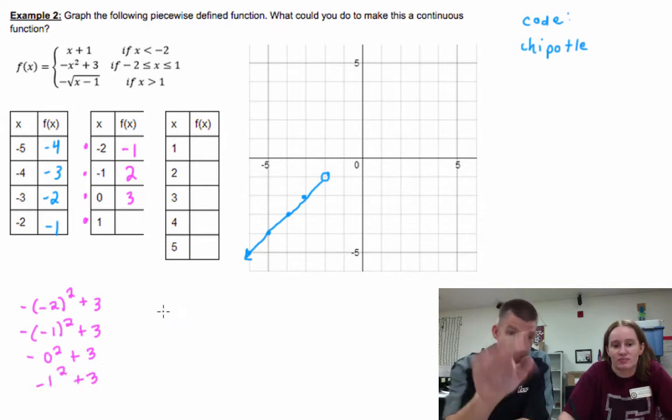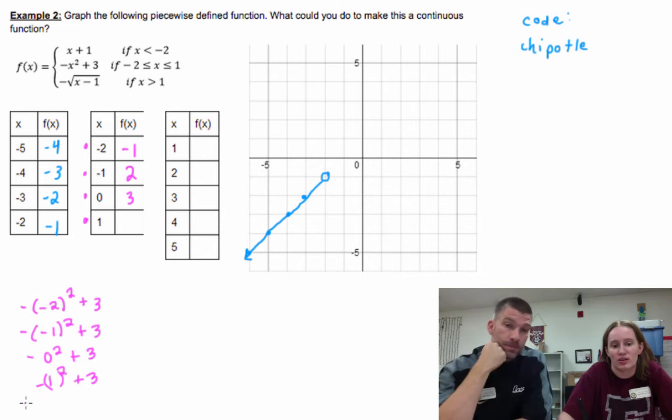Now you type it in exactly how it looks here. This is not a parentheses situation. You could put parentheses around it, but if you did, you'd only put them around the 1 there. Yeah. 1 squared is 1. That makes it negative. Negative 1 plus 3 is 2.